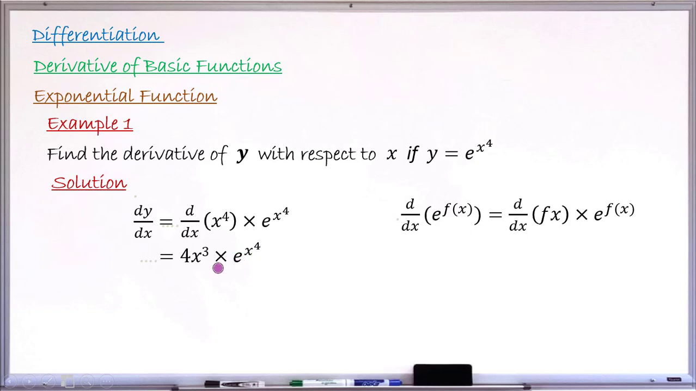I'll continue. After multiplication, you now have 4x to the 3 times e to the power of x to the 4. This is the final result. So this will now be the derivative of this function y. Let's take another example.